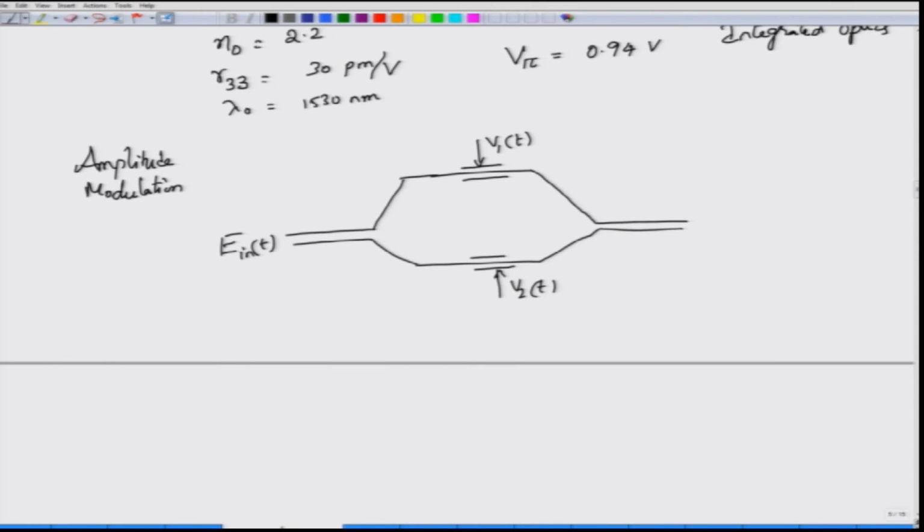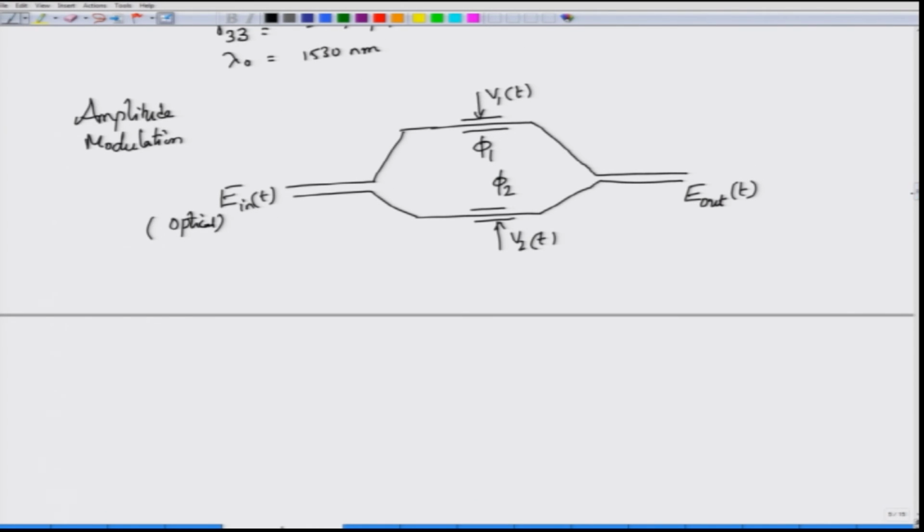Now, if you supply an optical wave whose electric field is E in of t, you get an optical wave at the output whose electric field is E out of t. You have applied V1 of t, so you cause a certain phase shift phi 1 in the upper arm, you apply V2 of t, you cause a certain phase shift phi 2 in the lower arm, and then you combine the light. I am not going to derive this, but you should be able to derive it as an exercise, because you know how this can be modeled as a splitter.